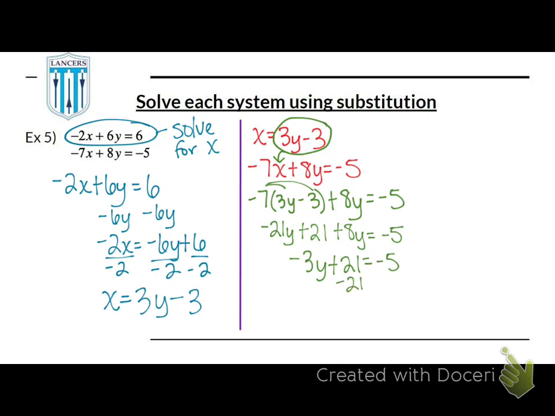Subtract the 21. So we have -3y equals -26. Then we would have to, okay. Anybody notice anything about this?